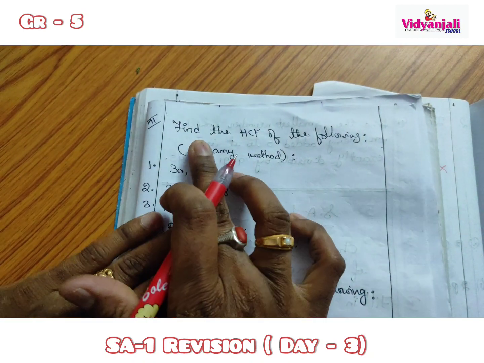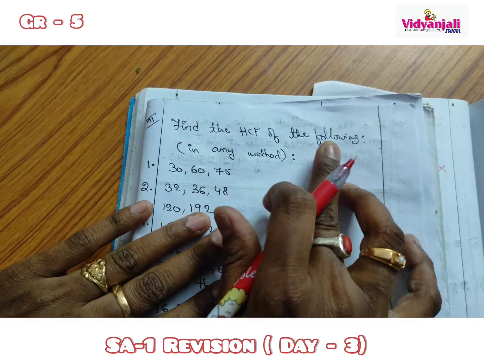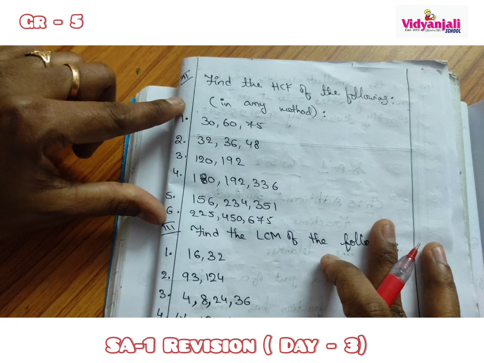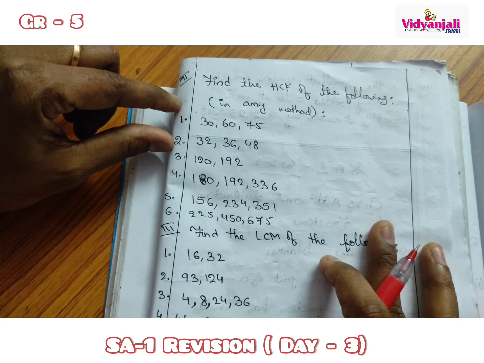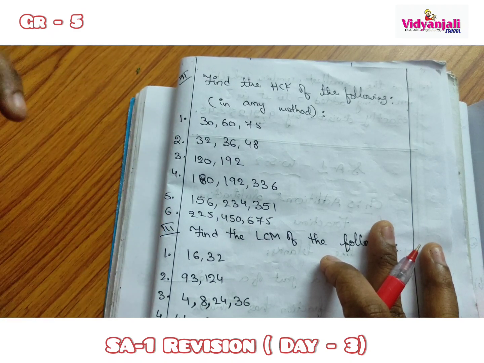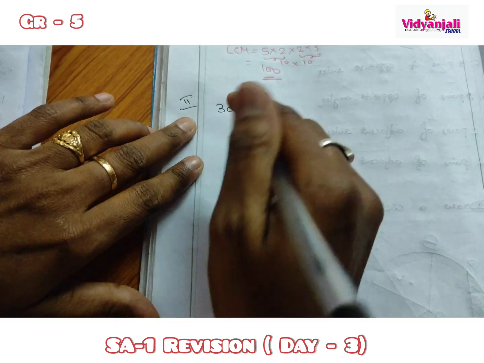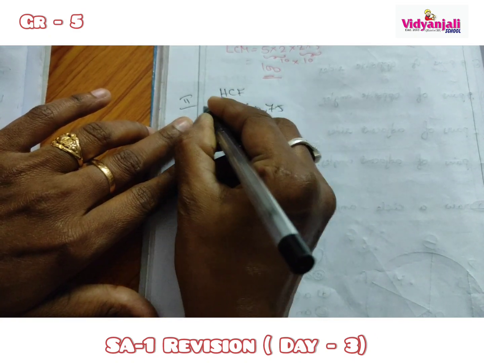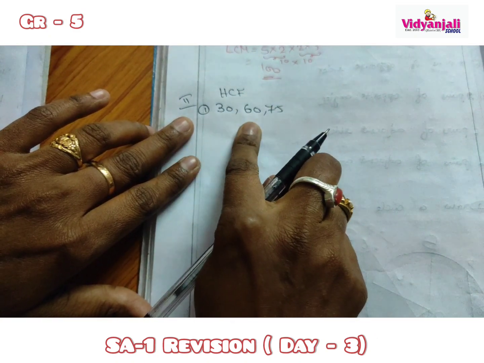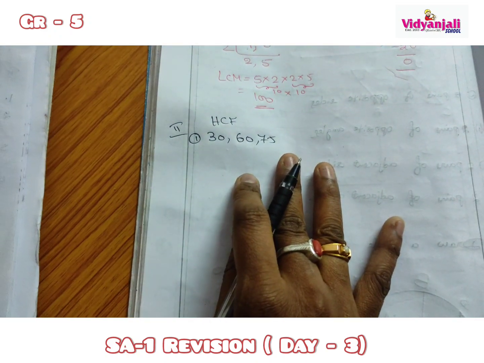Okay, next. Second Roman, find the HCF of the following. Let's do it. From this Roman, I will explain two questions. You have to do the remaining all. Okay. Let us find the HCF of 30, 60 and 75.